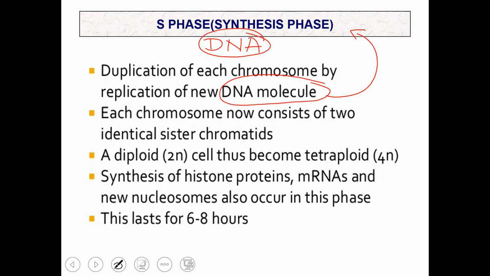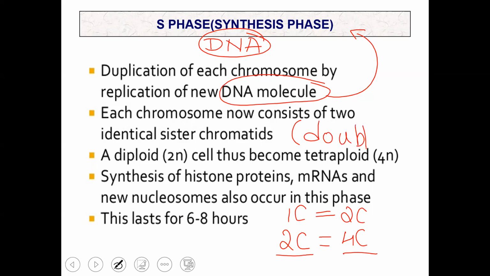And when we talk about the synthesis of DNA, each chromosome will have two identical sister chromatids. So if it is a diploid cell, then it becomes tetraploid. If it is haploid, then it becomes diploid. If it is 1C, due to the duplication, it becomes 2C. If it is 2C, then the content of the DNA will become 4C, and it goes on. Since there is doubling at the end of the synthesis phase, this phase is also called the replication phase, because the DNA is going to double in its content.